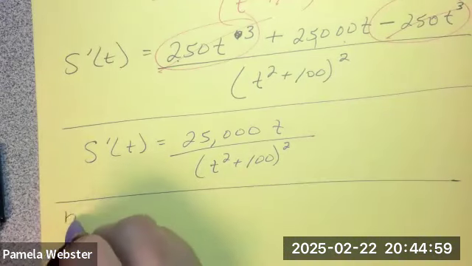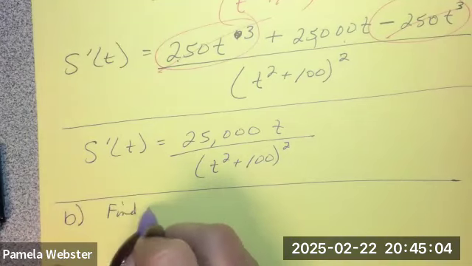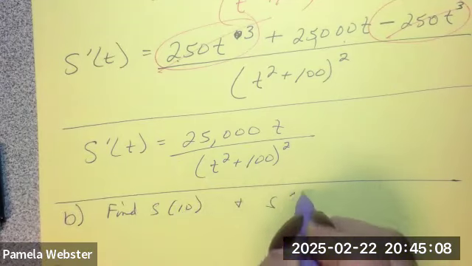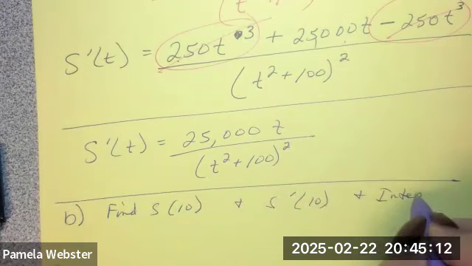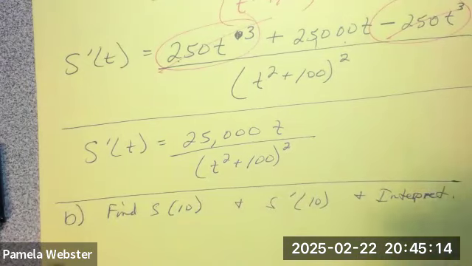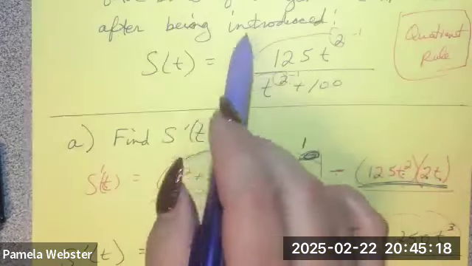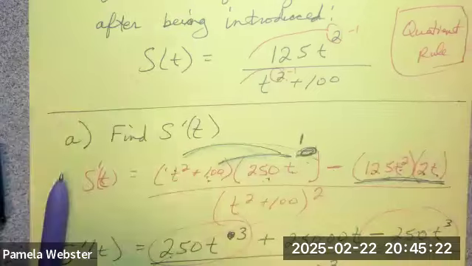Part B says, okay, find S of 10 and S prime of 10 and interpret. Okay, so S of 10 is the original sales function, right? So that's just plug in 10. We can do that. Let's find it.